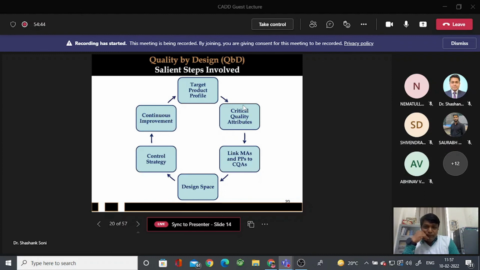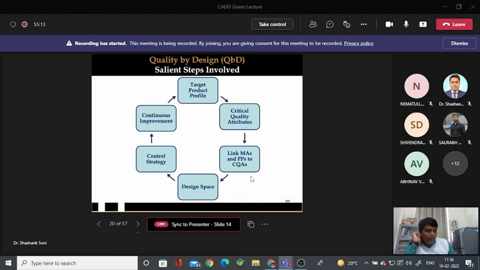Then what happens? How will you decide what your critical quality attributes are? DT and dissolution will be fine in this, but UOC, uniformity of content, is very critical. So you have to define your critical quality attributes. There are various quality attributes. All quality attributes are important. But what are the indispensable ones, without which you cannot move ahead? These are CQAs, critical quality attributes.